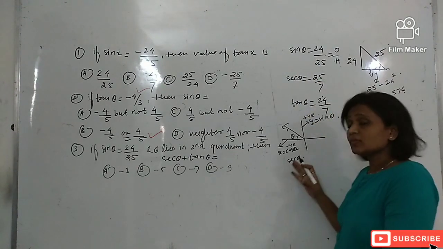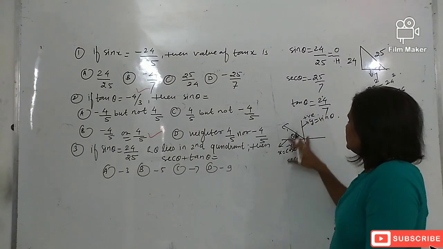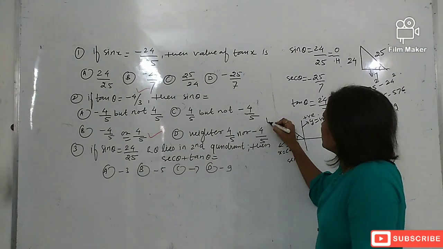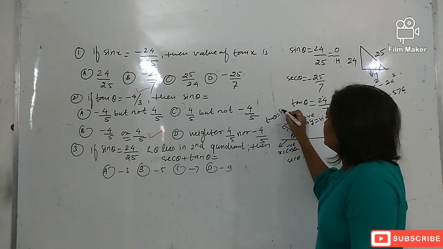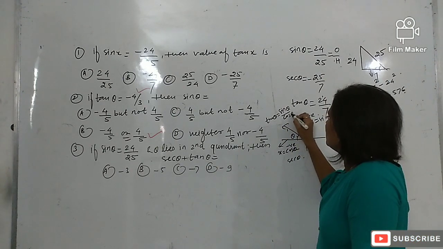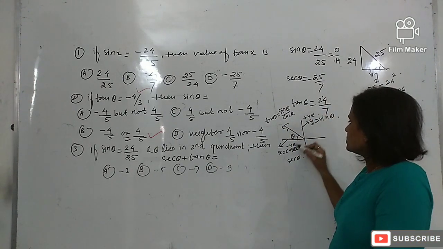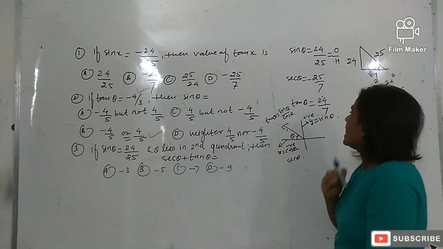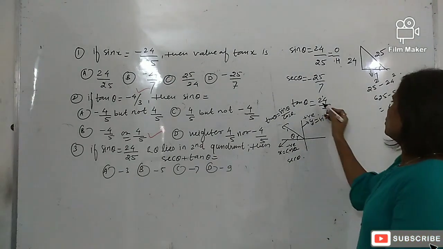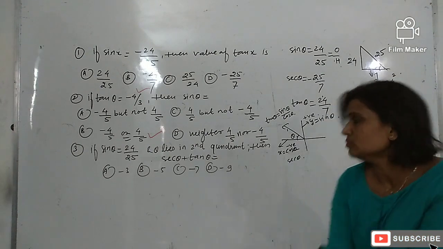And then think about the tan. So in the second quadrant, tan means what? Tan theta is sin theta divided by cos theta. So in the second quadrant, sin is positive and cos is negative, means tan is also negative. So we have to go with the negative sign for the tan also.